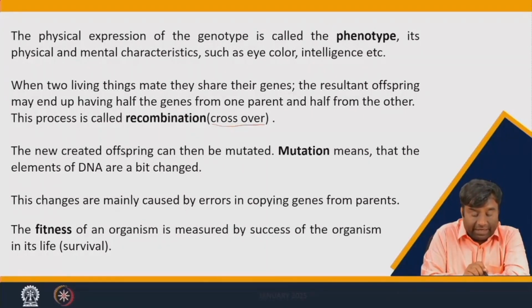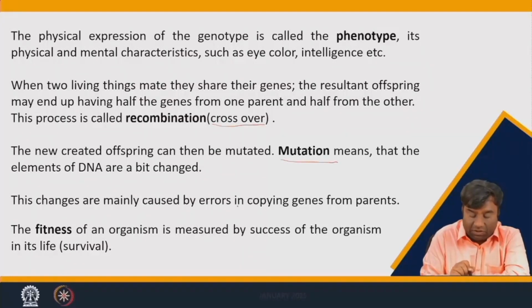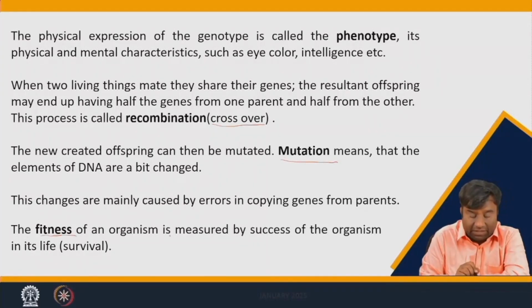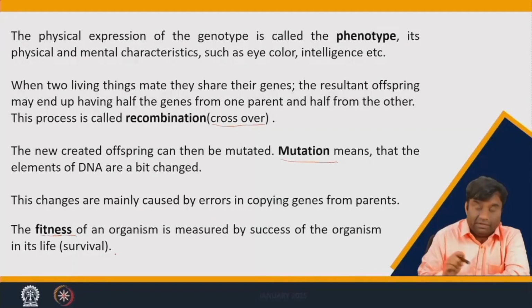The newly created offspring can then be mutated. So mutation means that the elements of DNA are a bit changed. These changes are mainly caused by errors in copying genes from parents. The fitness of an organism, that is a living thing, is measured by the success of the organism in its life, that is called survival.